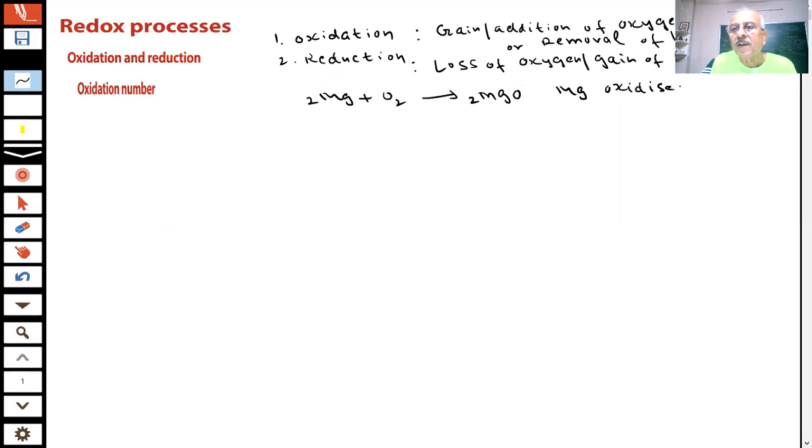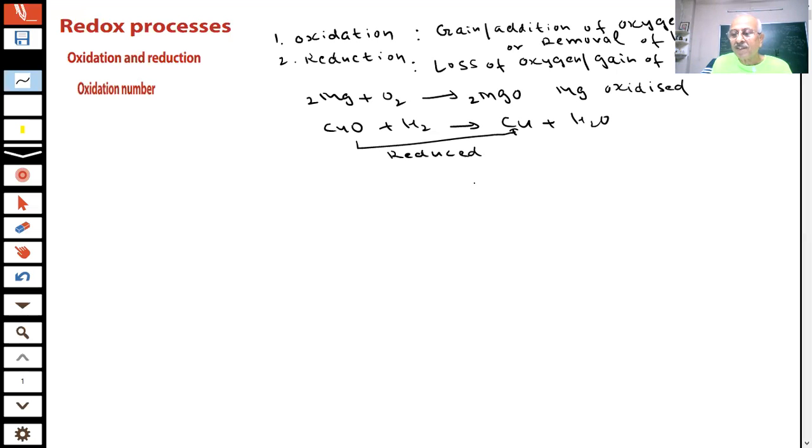Yes, sir. And if you are saying, okay, sir, we have copper oxide and you heat it with hydrogen, then what happens? You get copper. So here there is a removal of the oxygen, student. You are saying that copper oxide has been reduced.